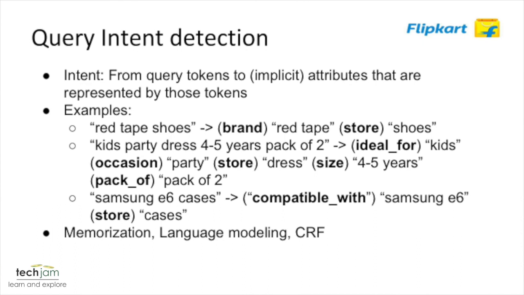Or let's look at the second query, kids party dress 4 to 5 years pack of 2, right? Again, you can see that what you're looking for is a product ideal for kids, occasion. All the things that I've put in boldface in braces are the features that are there in our catalog, and these features vary from store to store, category to category. Like the feature occasion does not make sense for mobiles, but it makes sense for dresses. So what I'm looking for is ideal for kids, occasion is party, store is dress, size is 4 to 5 years, and pack of is another attribute, right?